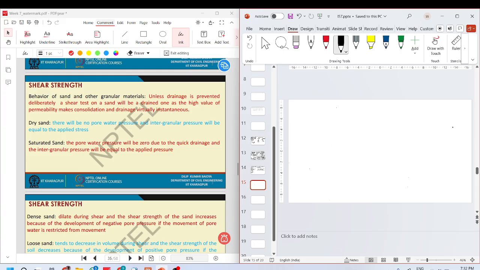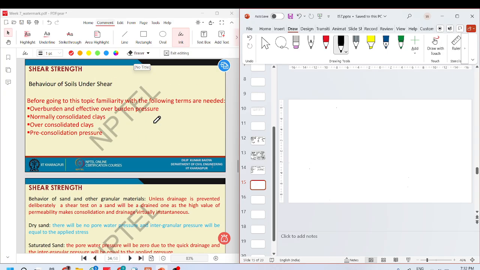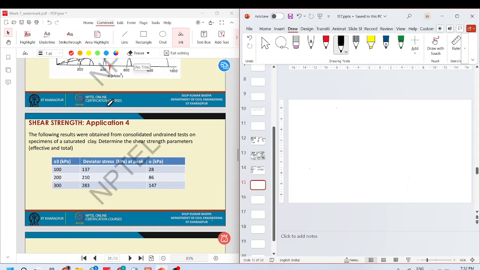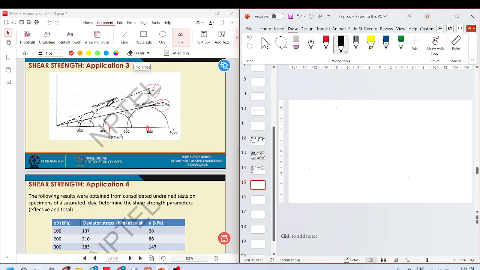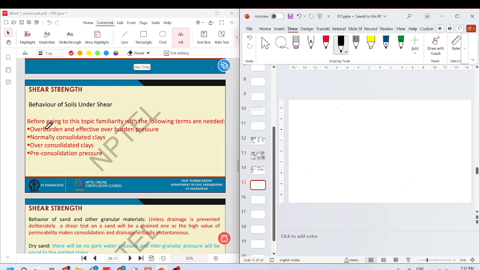Okay, so the behavior of soil under, so we talked about normally consolidated and over consolidated. Pre-consolidation pressure basically means that the pre-consolidation pressure is the pressure at which the soil was in its original state.